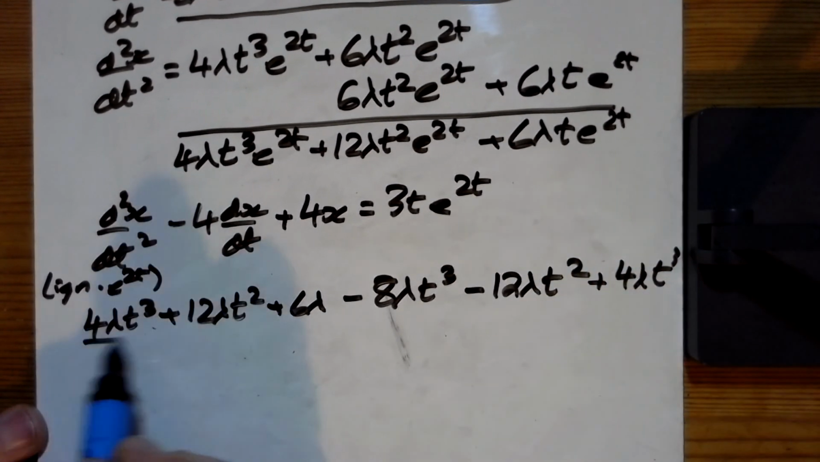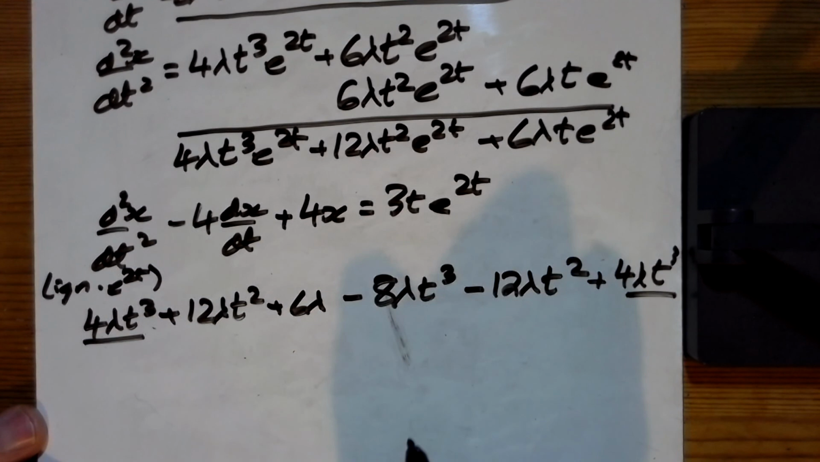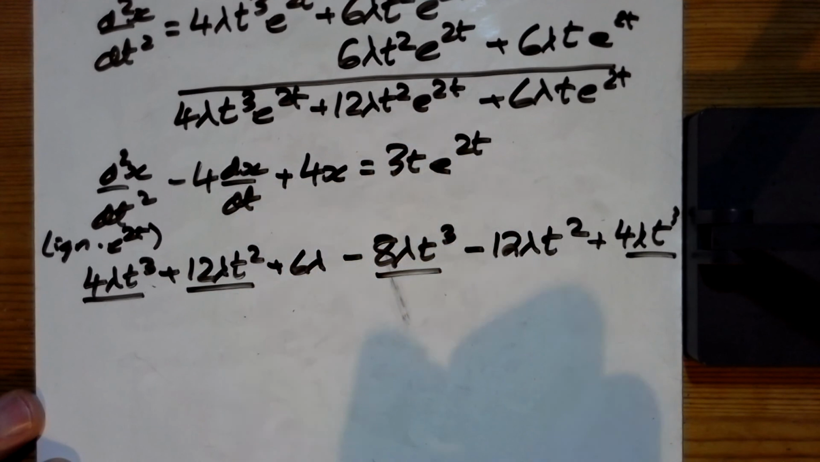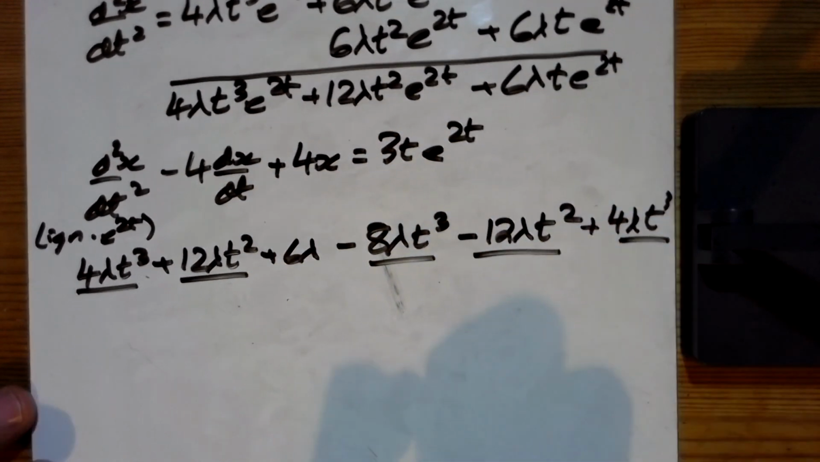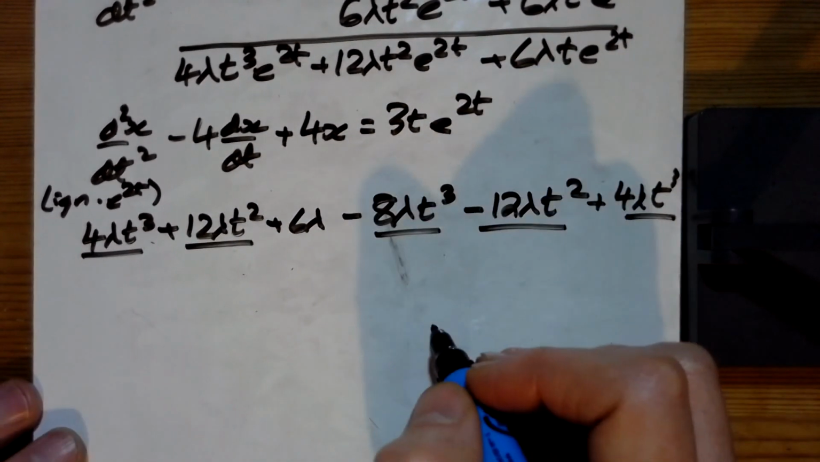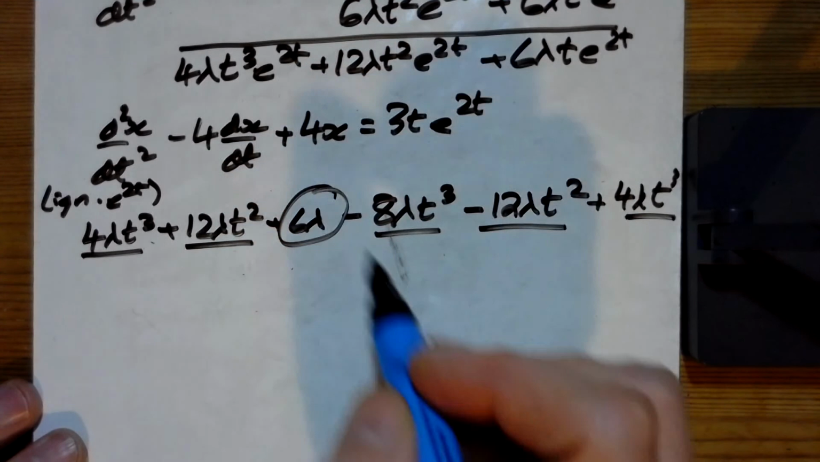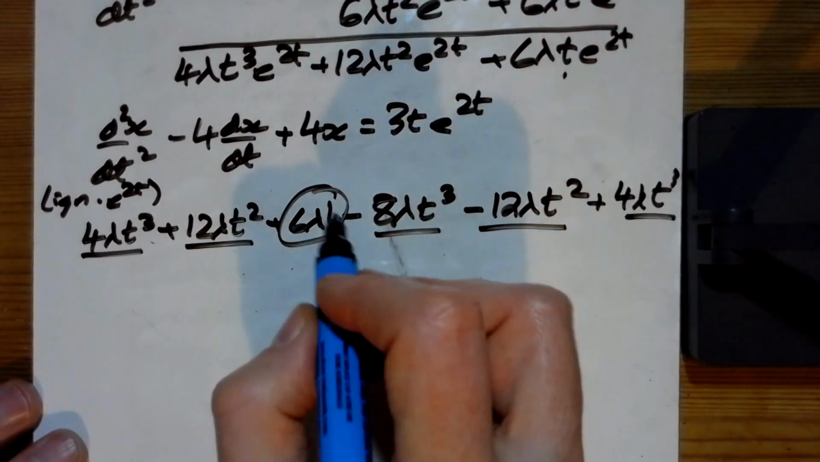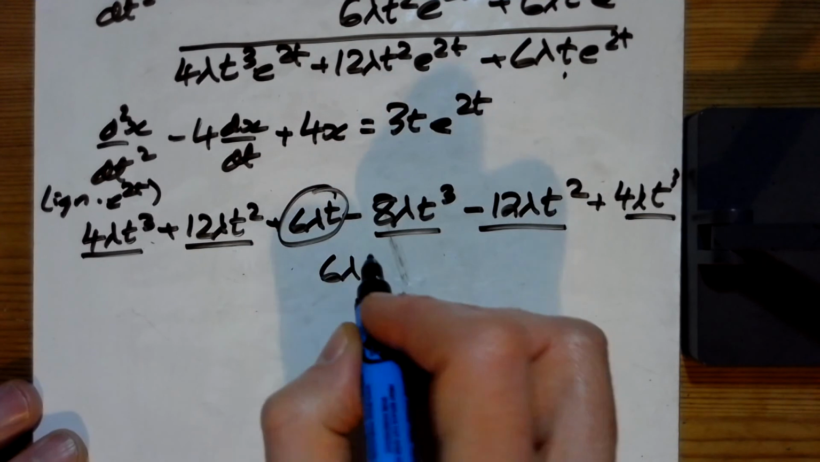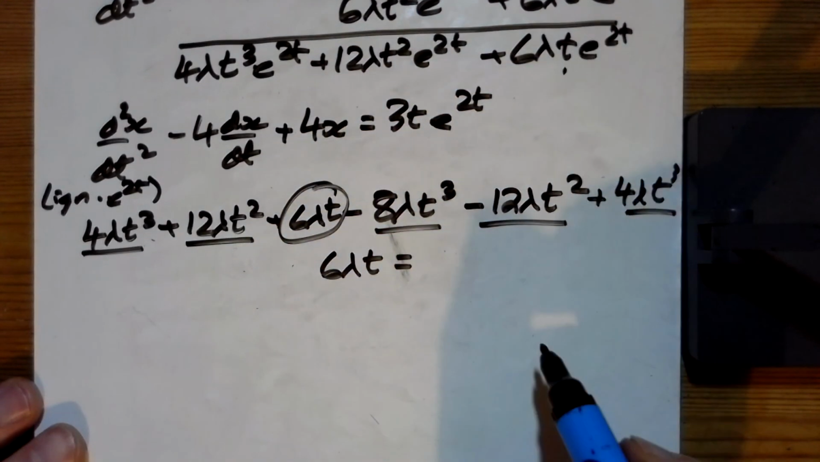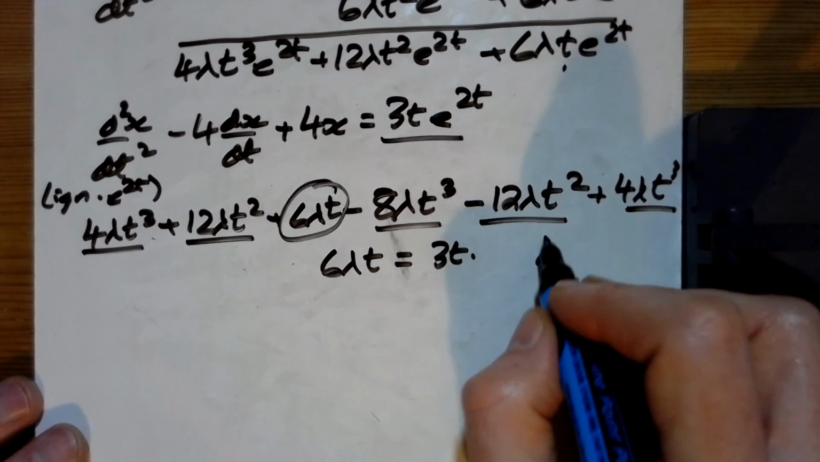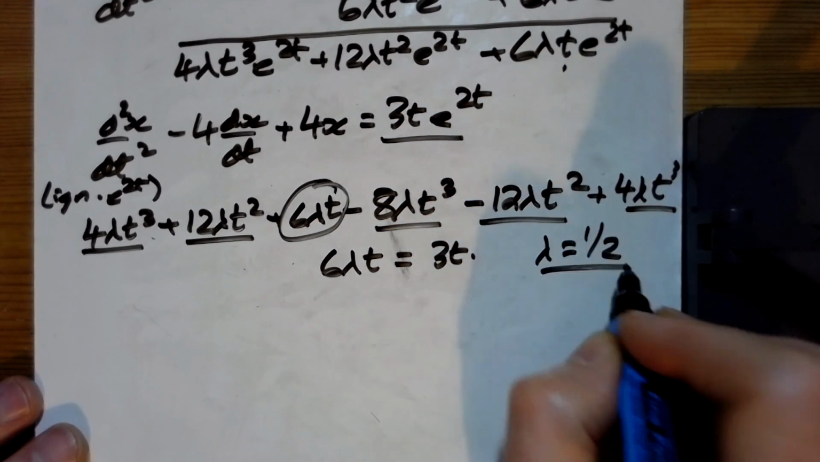Now, how many t cubes have we got here? There's 4 there and there's 4 there, and we're losing 8 of them there. That's good. All the t cubes are gone. We've got 12 lambda t squareds minus 12 lambda t squareds. That's good. All of those have gone. And all we're left with here, and is that right? Is that what it's supposed to say? No, there's a t there, isn't there? Phew. We've got 6 lambda t equals, what do we want it to be? 3t. And so that means lambda is equal to a half.